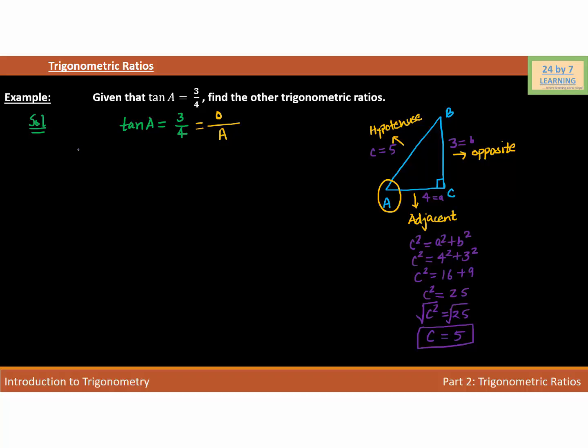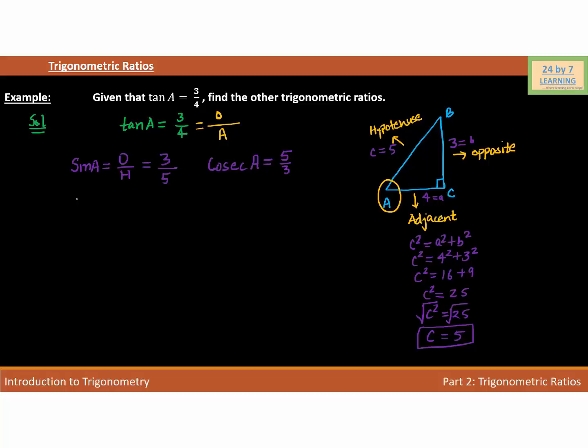So let's first find sine. My sine of angle A is basically opposite over hypotenuse. My opposite is, as you can see, 3, and my hypotenuse is 5. Cosecant is the reciprocal of sine, so I will write cosecant is equal to 5 over 3.